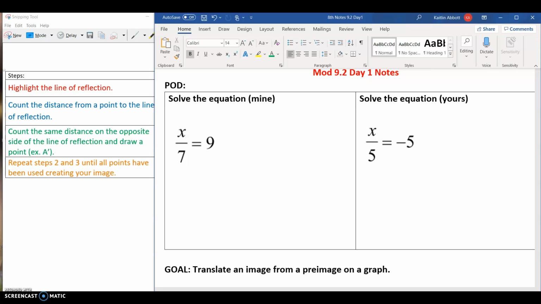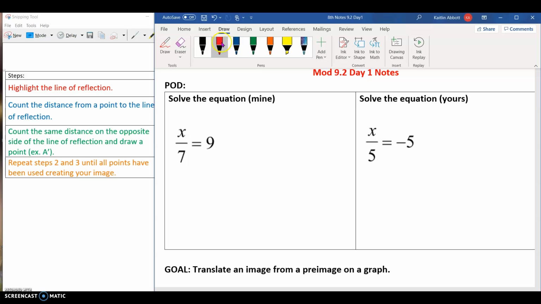Here is your problem of the day. Don't be scared that they're fractions. Just know that fractions means division. To get rid of the fraction, you have to do the opposite of division. So you have to, let's get to draw here. The opposite of division, you have to do multiplication to get rid of this denominator and be left with x.